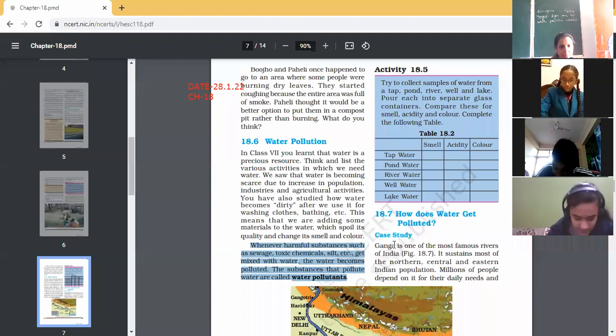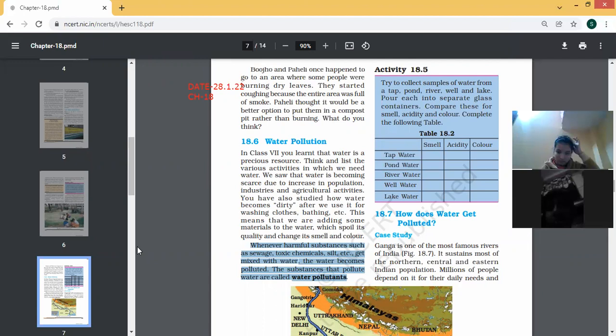Okay. After that, let's do a case study of the Ganga river. Let's read about it. Yes, Harshit Tyagi, will you read, or Aryan Shinde? How does water get polluted?